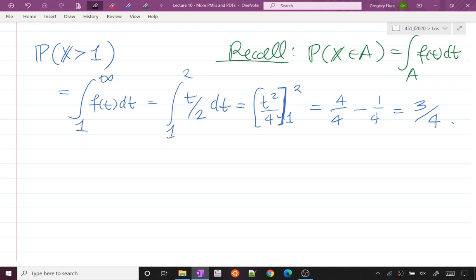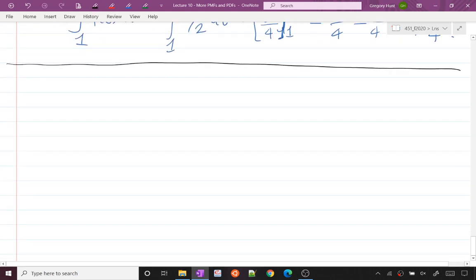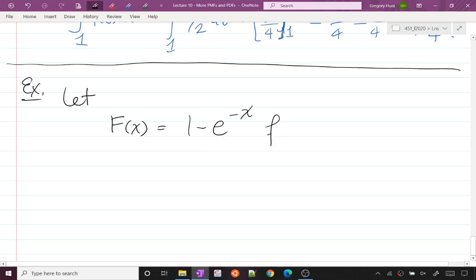Let's continue. Let's look at more examples. So, example. Let us have a CDF, capital F, and I'm going to write it this way. It's 1 minus e to the negative x for x bigger than 0, and 0 otherwise.